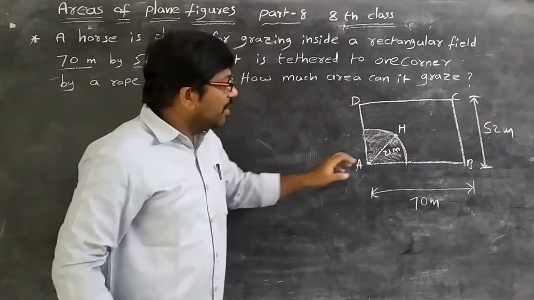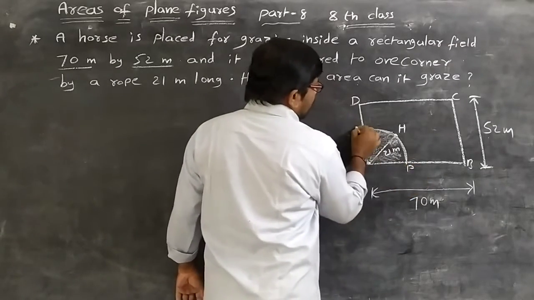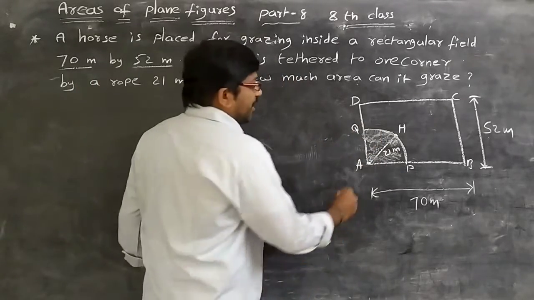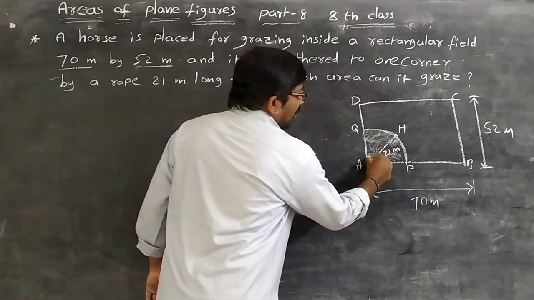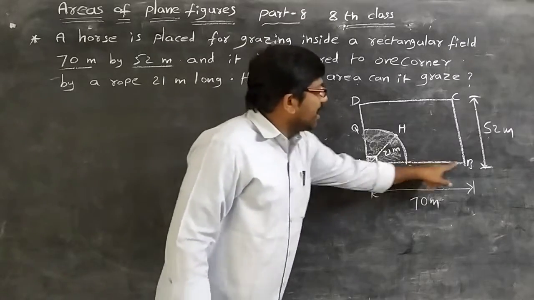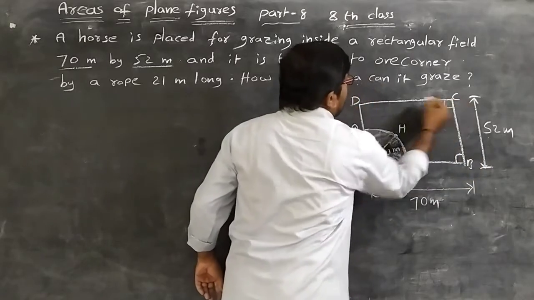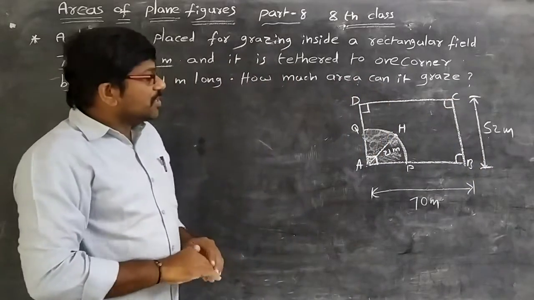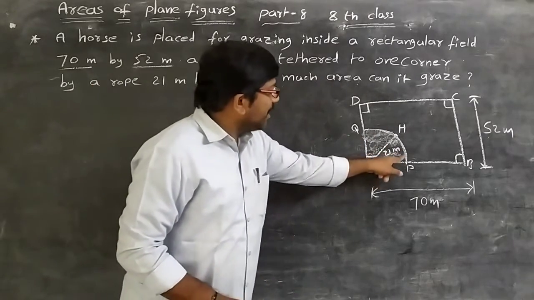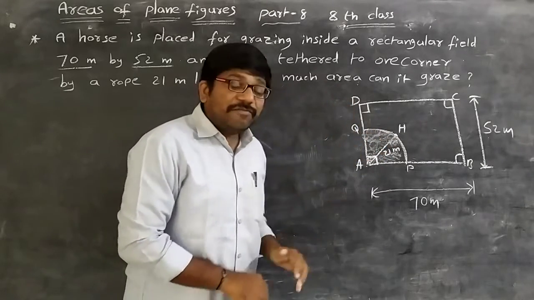Now we have to find this area. So it is P, it is Q. We know very well that in a rectangle each angle is 90 degrees, a right angle. In rectangle ABCD, each angle is 90 degrees. So if we observe this shaded region, it looks like a sector. See, it is a sector. So now we have to find this area, that is the area of the sector.